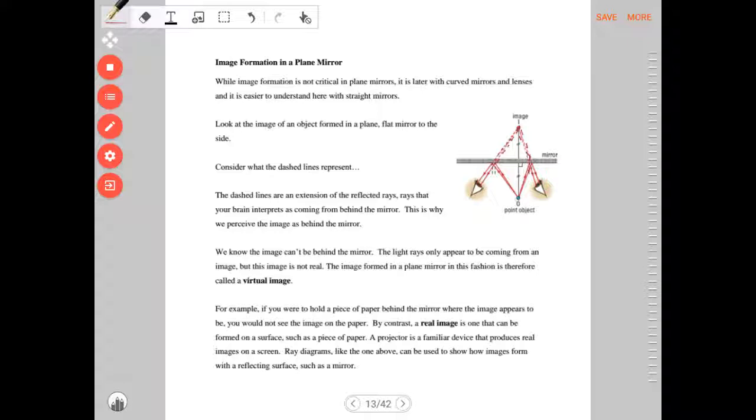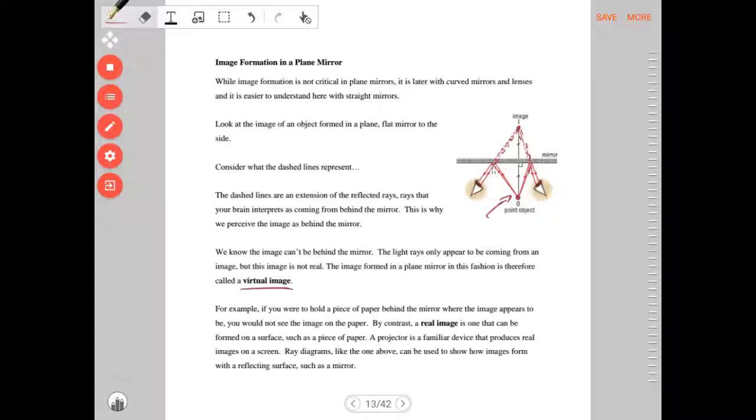Now, of course, the light rays actually come from the object, or the point object, and our brain interprets the image as being behind. Okay, no big deal. We know the image can't be behind the mirror. The light rays only appear to be coming from an image, but that image is not real. The image formed in a plane mirror in this fashion is therefore called a virtual image.